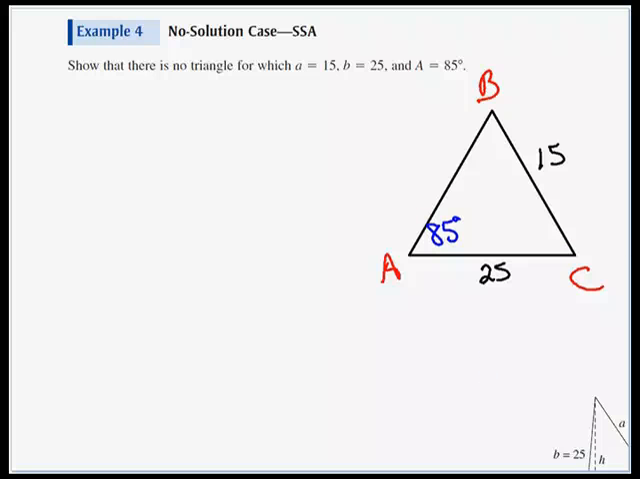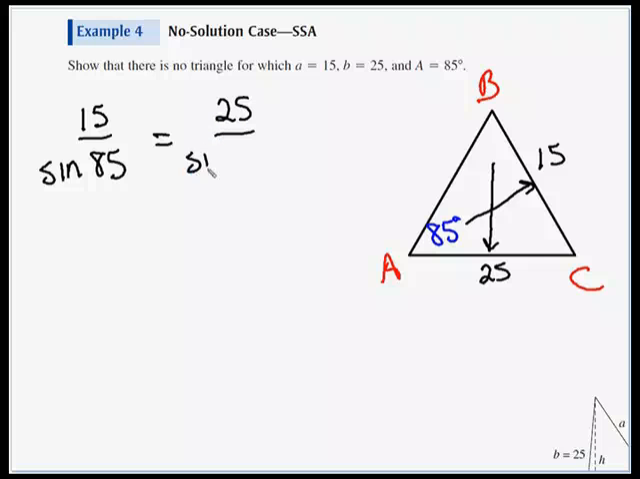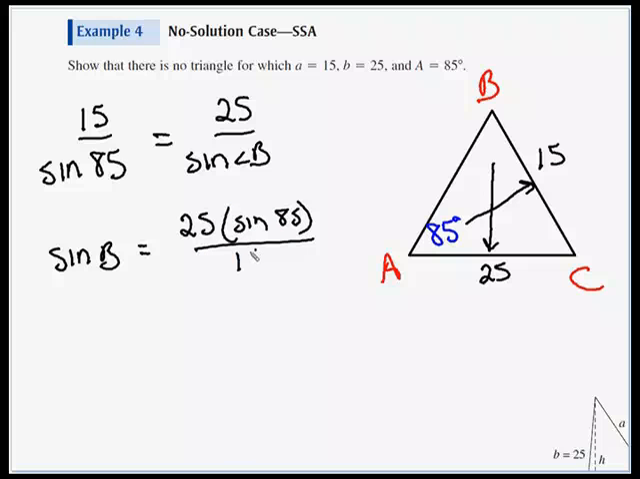So we need to set up a proportion. 15 over the sine of 85 is equal to, well, we know side B, so we're sort of forced to find angle B, 25 over the sine of angle B. Cross multiply, solve for the sine of angle B. The sine of B is equal to 25 times the sine of 85 divided by 15. And of course, we are going to sine inverse at the end.